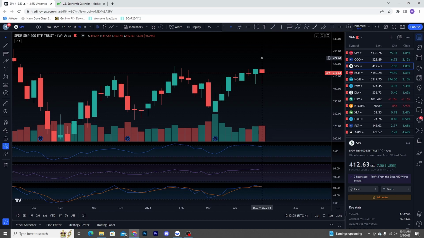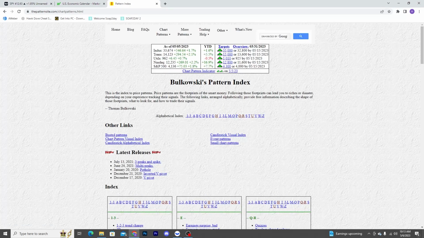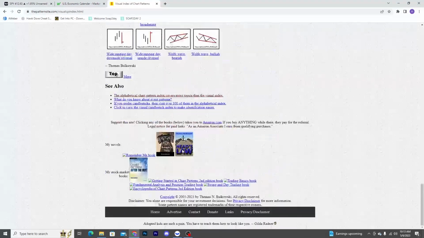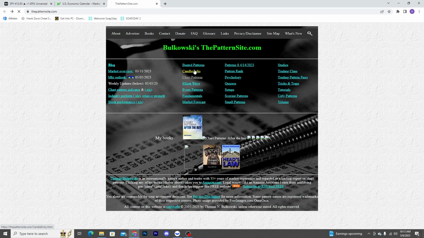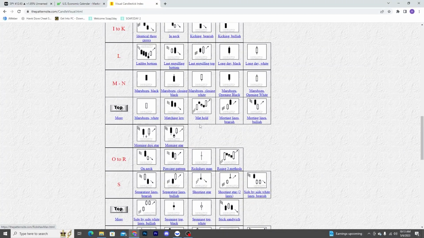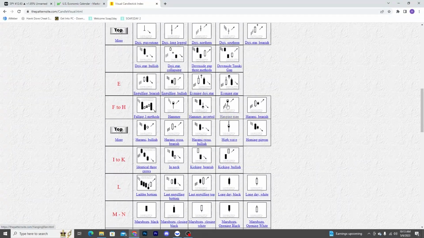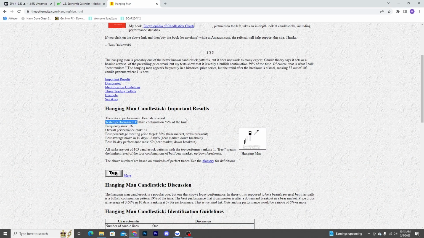Actually, if you go on patternsite.com, which is something I like to use, let me bring this up for you guys. You have the chart pattern visual index over here. If you're new to the game and you want to level up, there you go. You also have the candlestick visual index right here. If you come over to the hangman candlestick, it is right here. You're going to see it actually goes up. Oh, bullish continuation, 59% of the time.